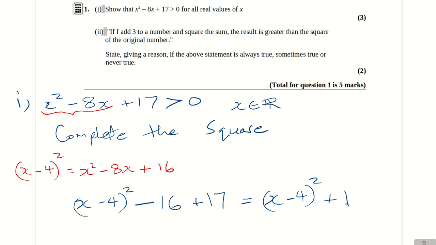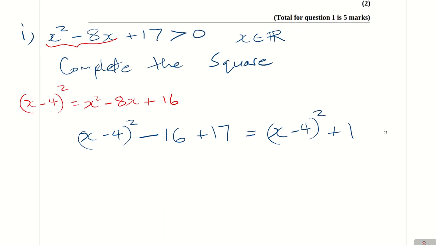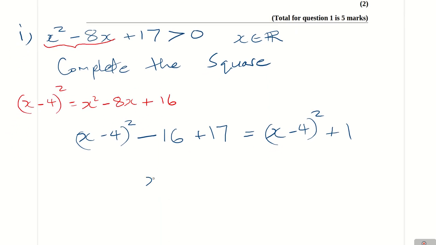So now what we have to do is show that x minus 4 squared plus 1 is greater than 0. Well, we know that x minus 4 all squared, it's a square number, so it's got to be either bigger than, or I suppose if x equals 4, it could actually be equal to 0. But if x is not equal to 4, if x is any other number, whether it be a negative number or a positive number, as long as it's not equal to 4, when we take away 4 and square it, we're always going to get a positive value.